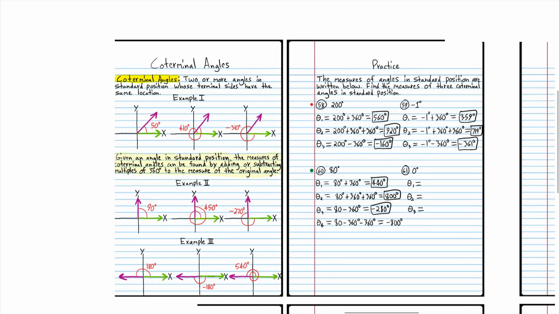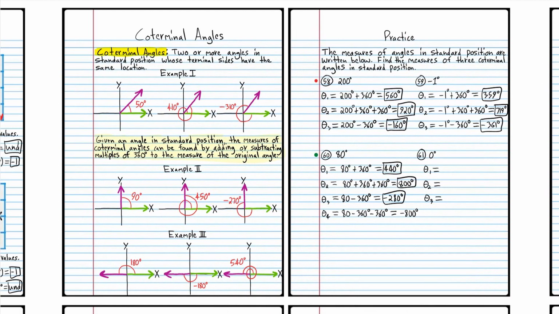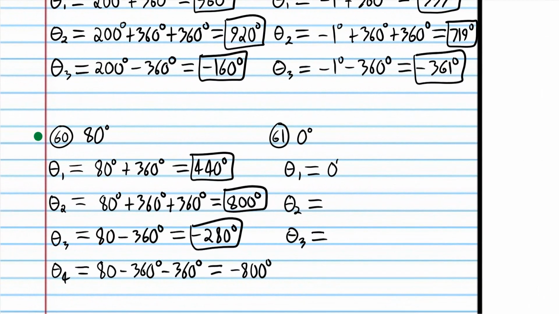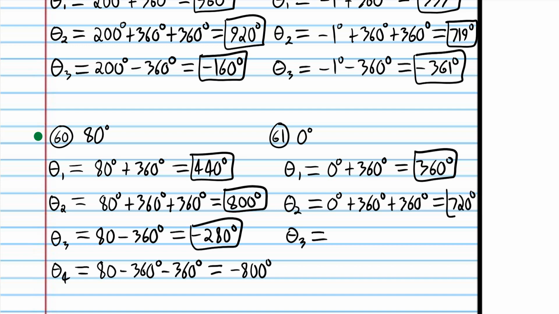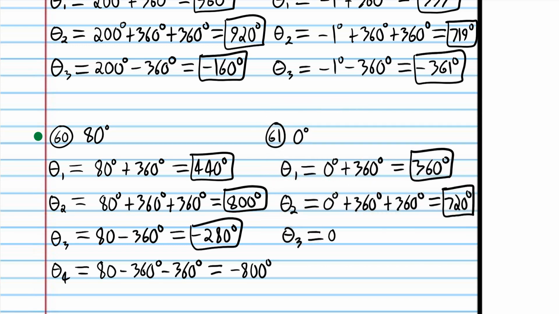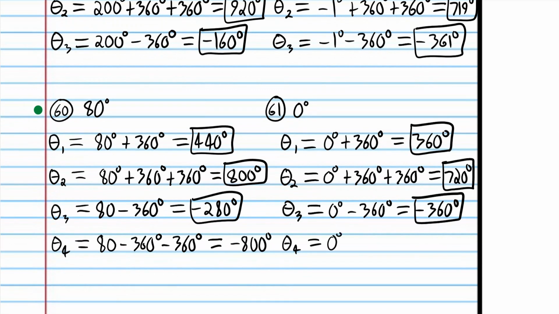Go ahead and try number 61. When you come back, we'll do it together. Okay, we're back. So we're going to start with 0 degrees and add 360 degrees, and we have our coterminal angle. Then we're going to start with 0 degrees and add 360 degrees twice, and we get another coterminal angle. And then we can start with 0 degrees and then subtract 360 degrees, and we get negative 360 degrees. That's another coterminal angle. But if you want to, you can actually subtract 360 degrees twice, and then we get negative 720 degrees. That's another coterminal angle.